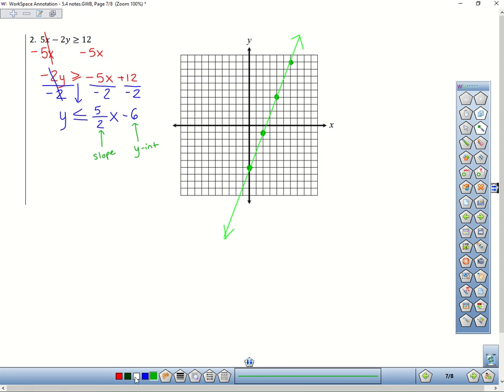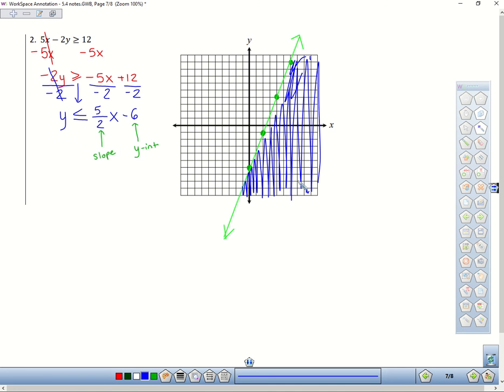So then we're going to shade which direction? It's less than. So we're going to shade below. Good. So use that chart, and you can use that chart on the quiz too. You need that.